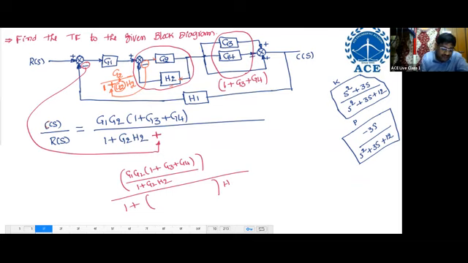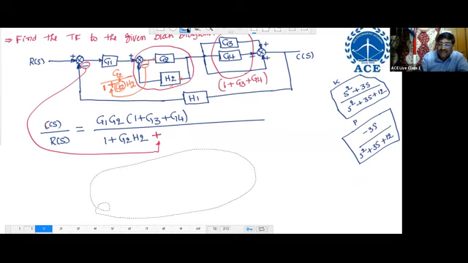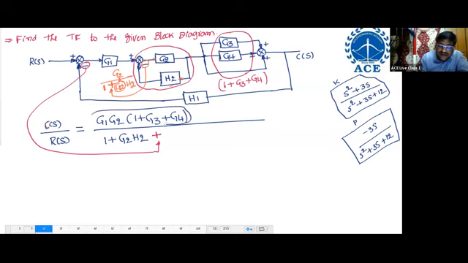But instead of doing it like this and wasting time, the simple logic is: just take the opposite sign of the feedback. Even if you simplify, you will get the same answer. Opposite sign of the feedback. Whatever numerator is there, write this numerator as it is in the denominator.